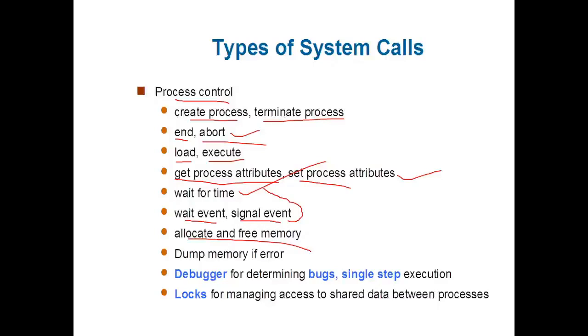Allocate and free memory. Whenever the process finishes its execution, it frees the memory, and whenever the process is going to start its execution, it allocates the memory. Dump memory if an error occurs. Debugger for determining bugs, single step execution. So the debugger system call, or locks for managing access to shared data between processes. Even these system calls are related to processes, for when an error occurs, or how to manage access between two processes.